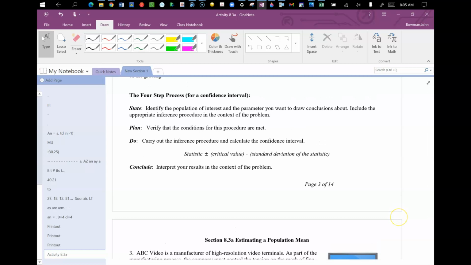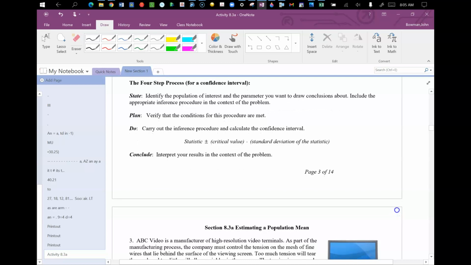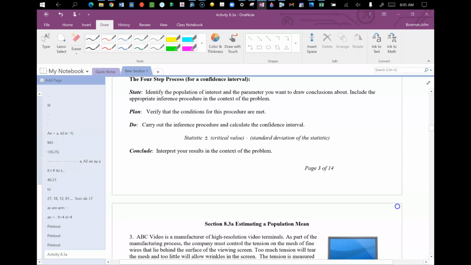So far, was it a simple random sample? Is the sample size small enough to meet the 10% condition? Do we meet the normality condition for the sampling distribution? Do actually carry out the calculation.